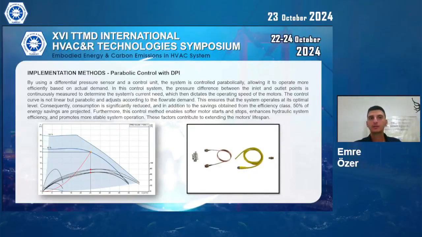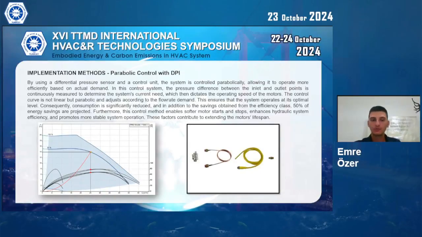And the other method is a control method. Parabolic control with differential pressure indicator. In this method, the system is controlled by using a differential pressure sensor and a control unit. With parabolic control, the system operates more efficiently based on actual demand. In this control system, the pressure difference between the inlet and outlet points is continuously measured to determine the system's current need. Then the operating speed of the motors is dictated.